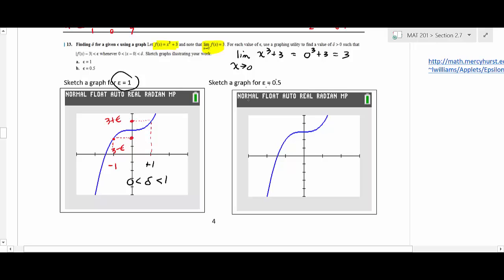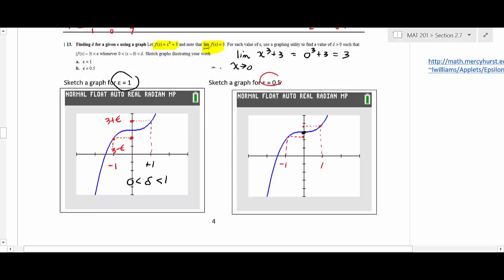Okay, and then the next one's the same thing. The value of the limit is 3. If epsilon is 0.5, we're going to go up 0.5. We're going to follow over to the function like this, and down like that. That looks like it might be falling at 1. Then if I go down 0.5 like that, that looks like it's between negative 1 and 1. I may not have done the last one exactly right, but I think I'm pretty much on it.